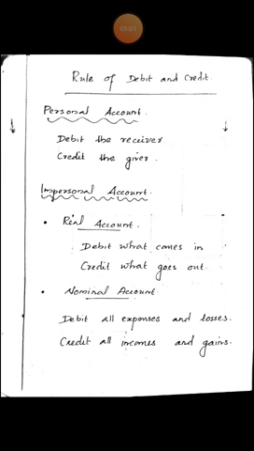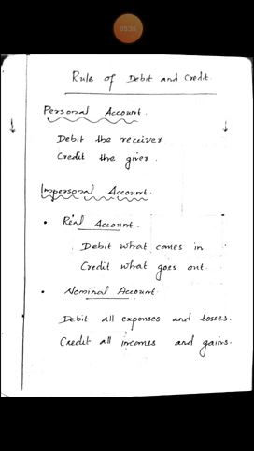And rule for impersonal accounts. Impersonal accounts are divided into real account and nominal account. Rule for real account is debit what comes in, credit what goes out. And rule for nominal account, debit all expenses and losses, credit all incomes and gains.